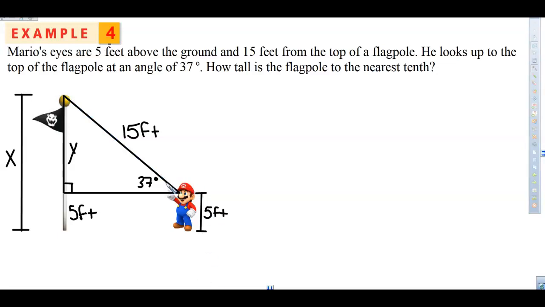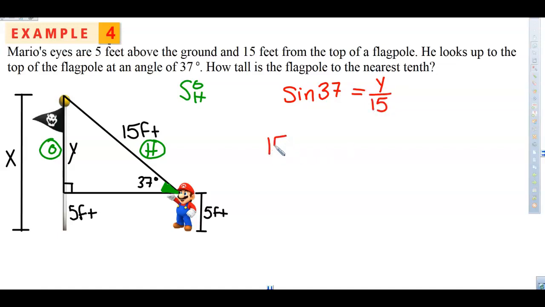So we're going to color in my angle and label my sides. The 15 feet is my hypotenuse. y is that opposite side. So now I'm going to use my sine function for this problem. It is going to be the sine of my angle, which is 37, is equal to my opposite, which is y, over my hypotenuse, which is 15. My variable is in the numerator, so to get it by itself, we are going to multiply both sides by 15. And then we put this into the calculator.